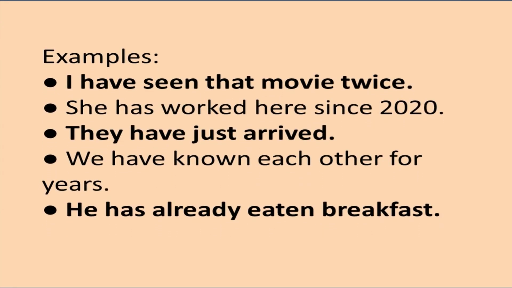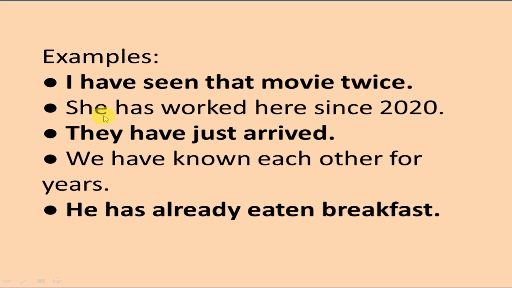Examples. Remember, we are talking about the present perfect tense. I have seen that movie twice. I is the subject plus the auxiliary, which is to have. I have. Seen is the past participle of the verb to see. That movie twice is the object. So now we say, I have seen that movie twice.